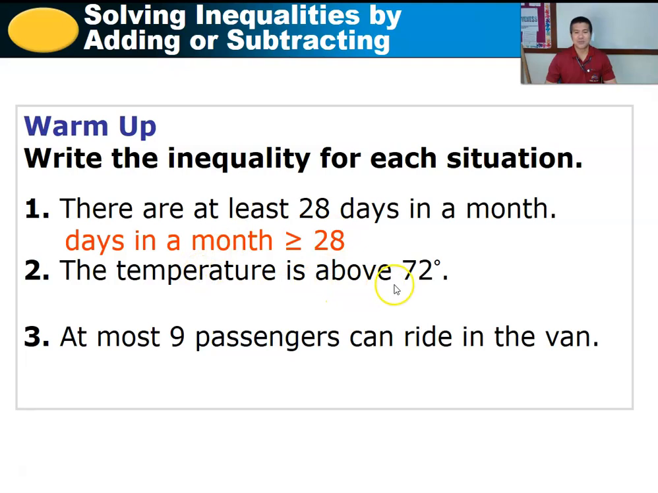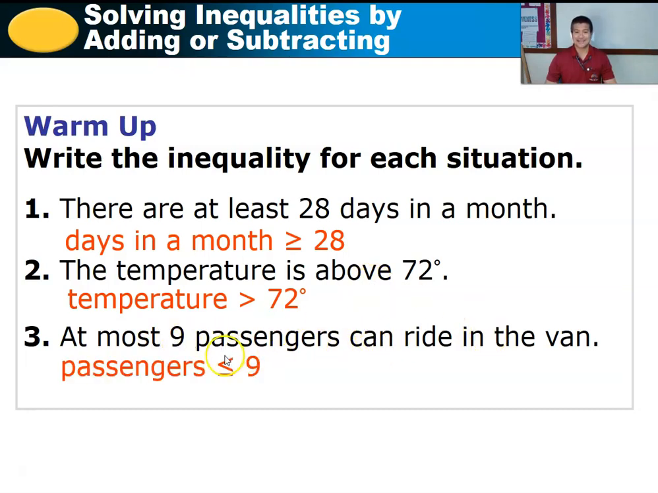The temperature is above, so we can see here above, therefore we have greater than 72 degrees. At most, so it's almost there. We have 9 passengers can ride in a van, so therefore we have less than or equal. So at least is greater than or equal. At most, we have less than or equal.